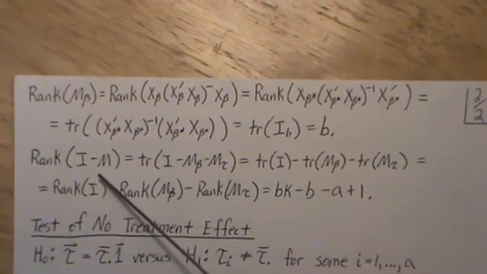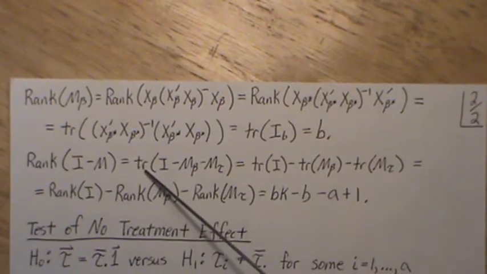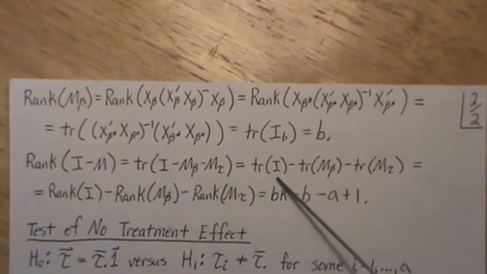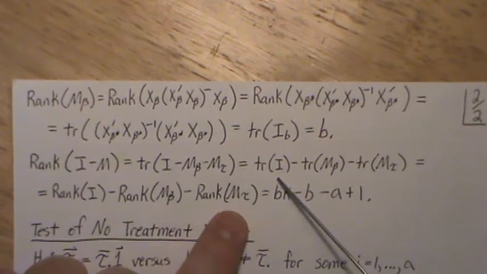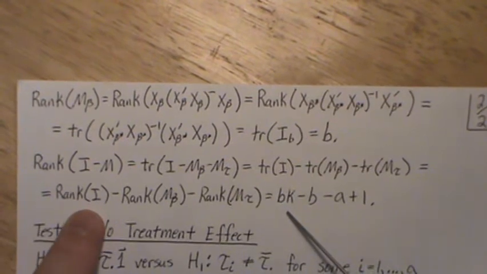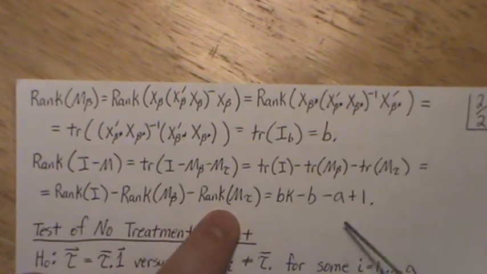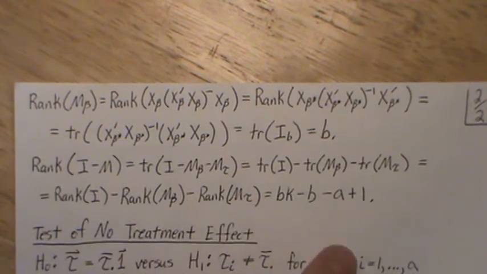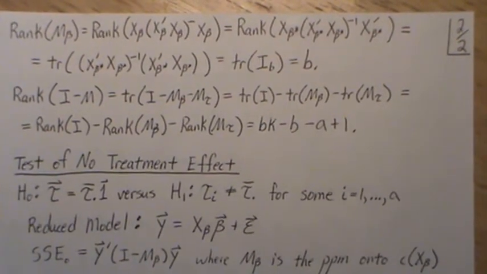So now the rank of I minus M, since it's idempotent, is the trace, and it's the trace of the individual ones. So it's equal to the rank of each of those. And this is a BK by BK identity matrix, so it's just BK. The rank of this is B, the rank of that is A. It's A minus 1, but the minus makes it BK minus B minus A plus 1. Okay, so that's how we get that degrees of freedom there.